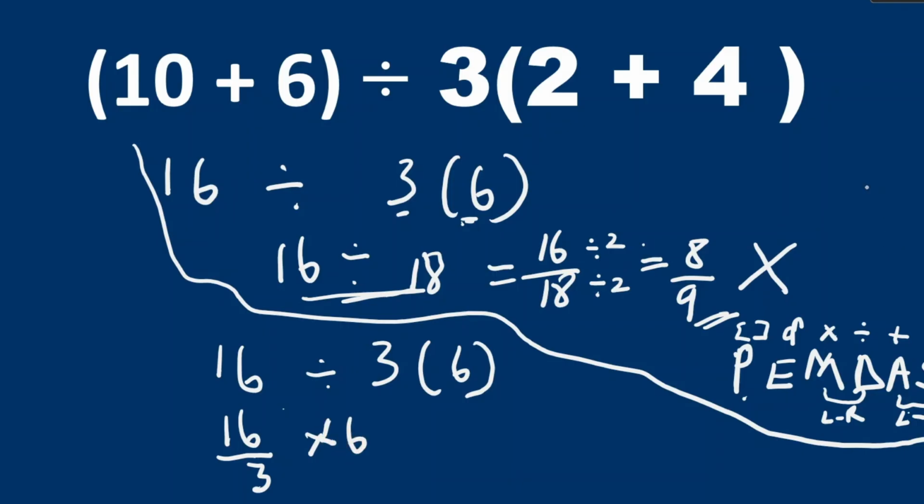Following the order of operation, the 3 cancels itself and 6 becomes 2, with 1 remaining because the 3 cancelled itself. Then our final answer is 16 multiplied by 2, and when 16 multiplies 2, we have 32. And this is our correct answer. Next, let's solve the second example.